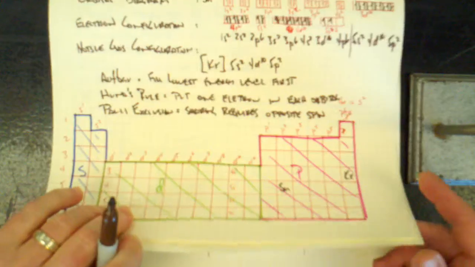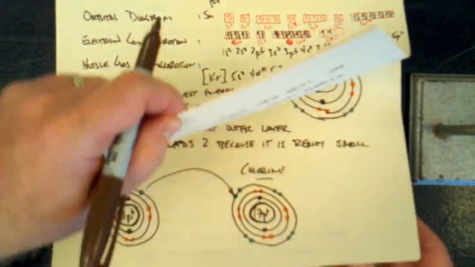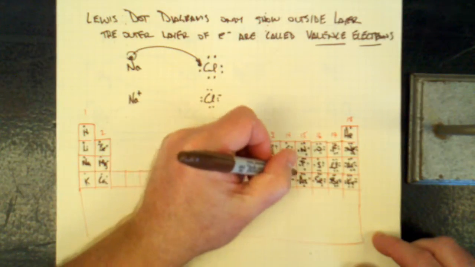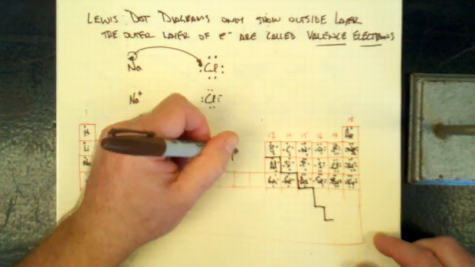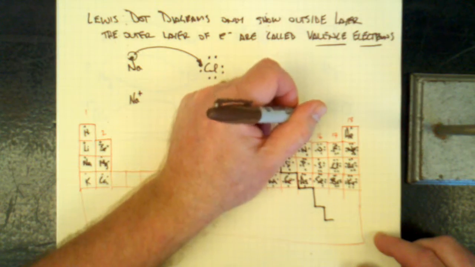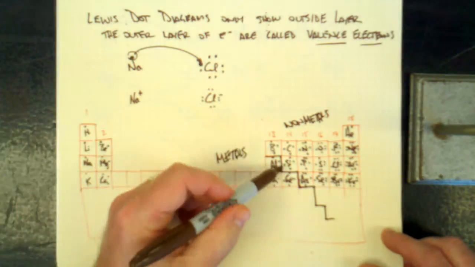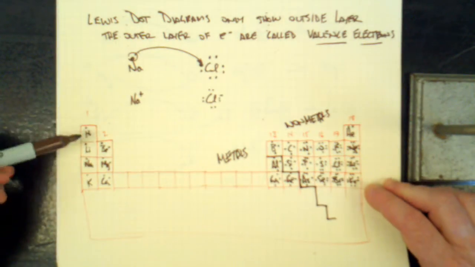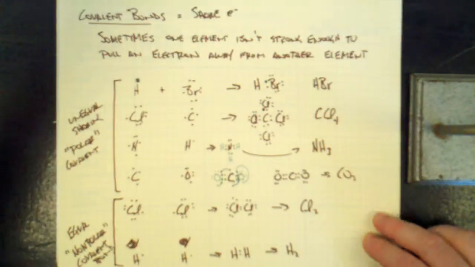If we remember, we've got a little staircase here on the periodic table where we have metals on one side and nonmetals on the other. So metals over here, nonmetals over there. So if you've got an ionic bond, it will form between two things from opposite sides of the periodic table.